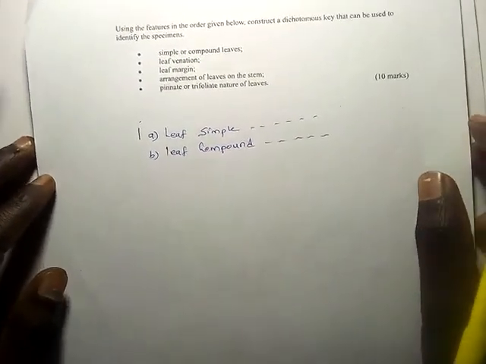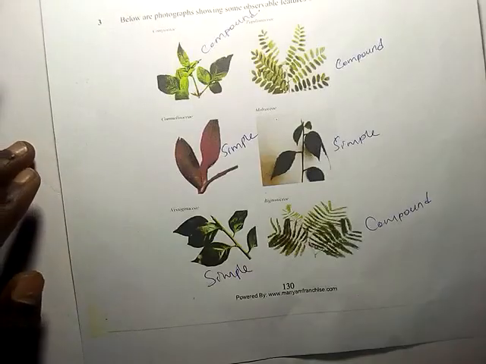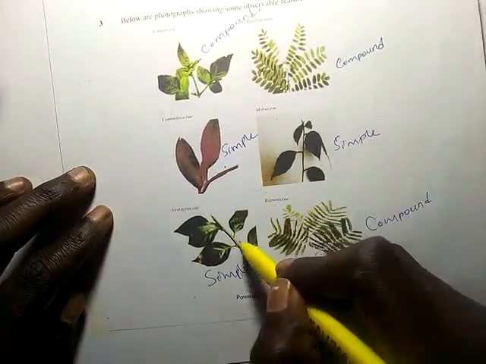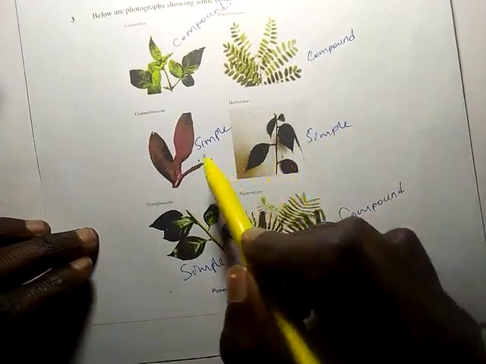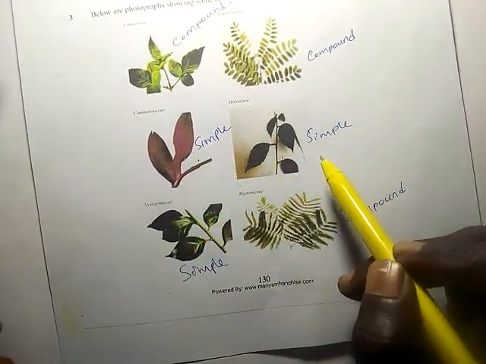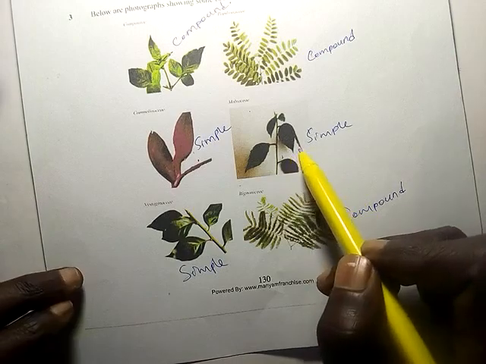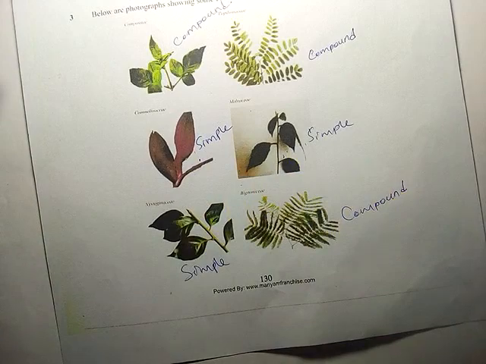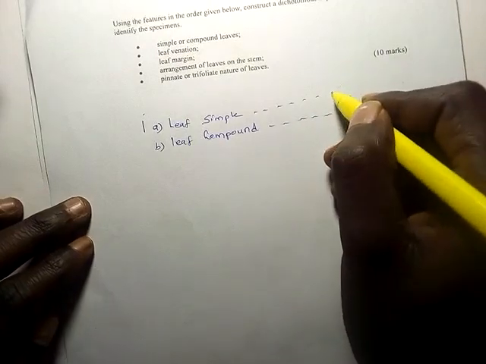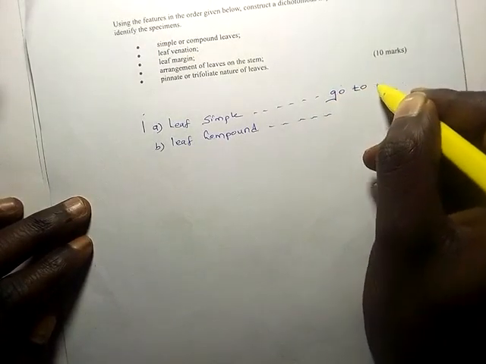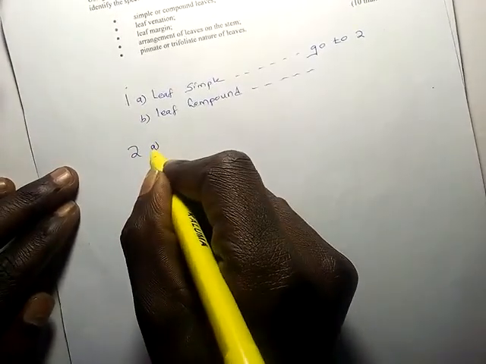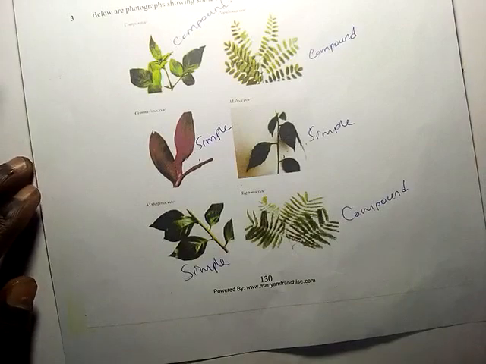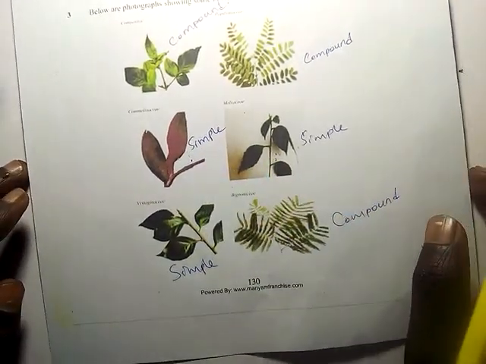Then we start with the first one, the leaf simple. We have said there are 3. Now you cannot write all the names. You should now look for characteristics that will differentiate the 3. Now you will say here, because you don't have only one, there are many, you write go to 2, and then you go to 2a. Now you look at the 3, how you can differentiate an observable feature.